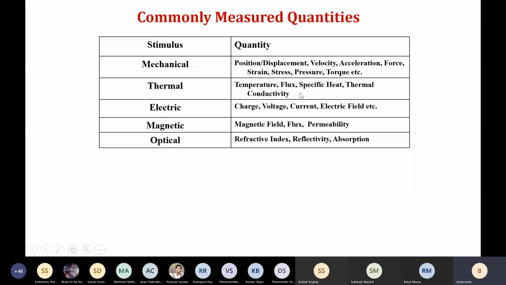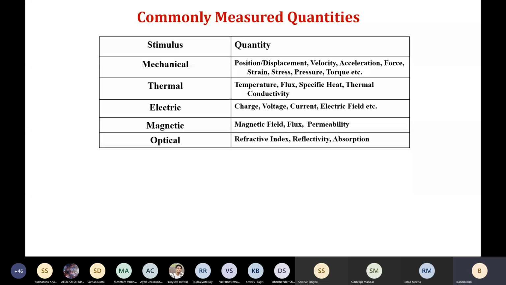If we think of some electrical parameters, you will get charge, voltage, current, etc. Similarly, for magnetic, you can find magnetic field, flux, and for optical, you can find the refractive index, reflectivity, etc. Right? So these are some of the commonly measured quantities which you can find in different embedded applications.